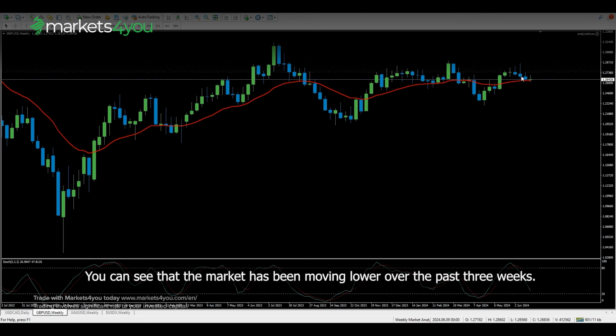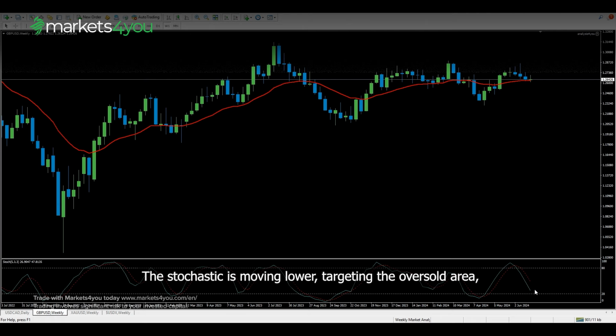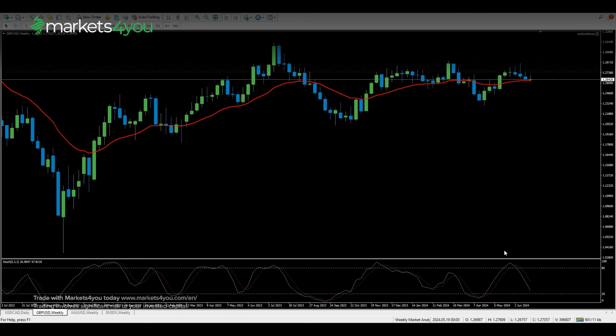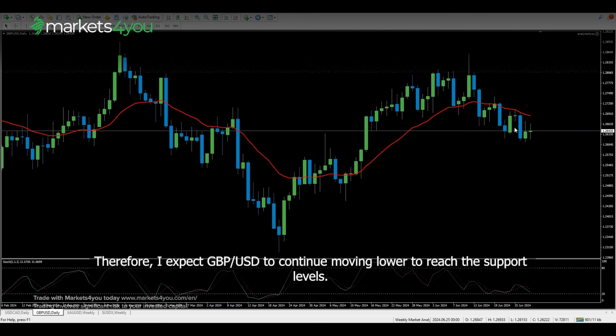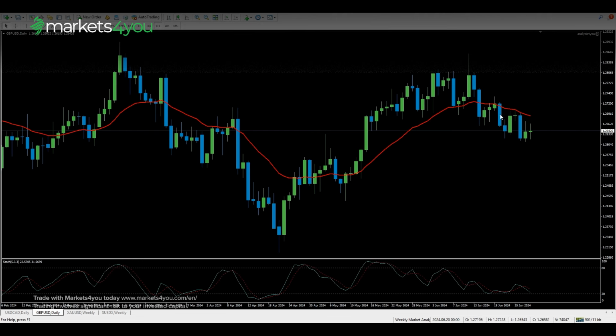Let's look at the weekly chart of pound sterling to US dollar. You can see that the market has been moving lower over the past 3 weeks. The stochastic is moving lower, targeting the oversold area, yet the candlestick pattern still shows a strong downward move. Therefore, I expect pound sterling to US dollar to continue moving lower to reach the support levels.